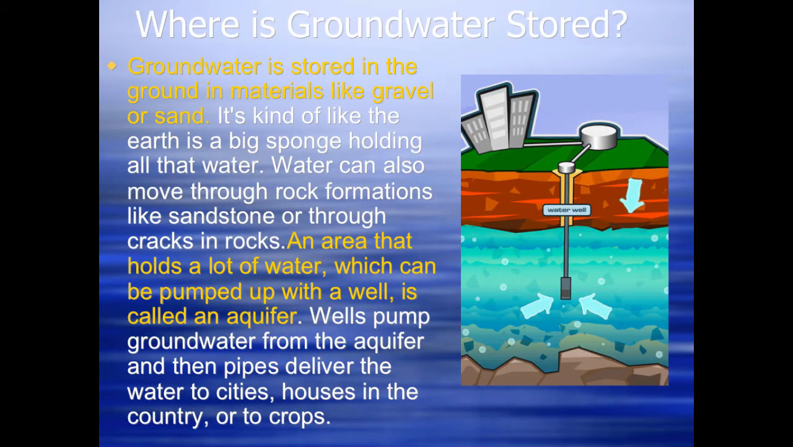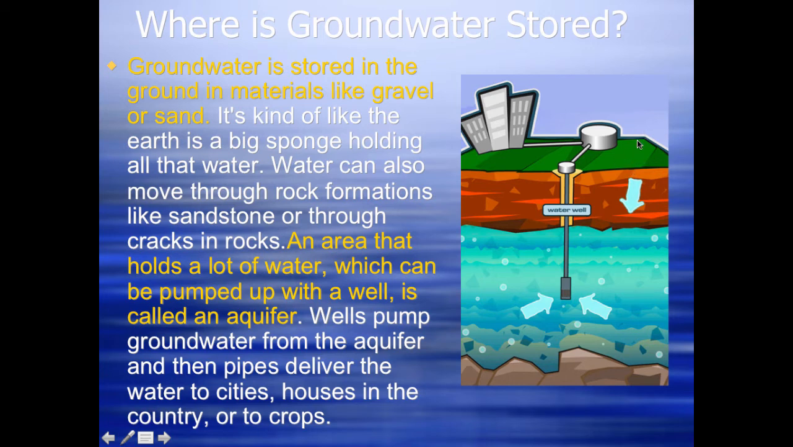So where is groundwater stored? Groundwater is stored in the ground in materials like gravel and sand. It's kind of like the earth is a big sponge holding all the water. And the water can also move through rock formations like sandstone and other cracks in the rock. An area that holds a lot of water, which can be pumped up with a well, is called an aquifer. Wells pump groundwater from the aquifer and then into pipes to deliver the water to cities, houses, countries, and or crops.